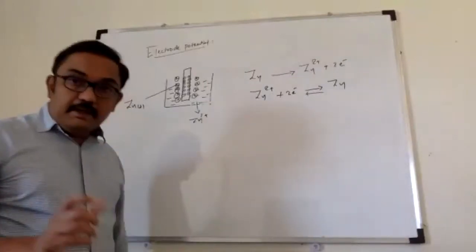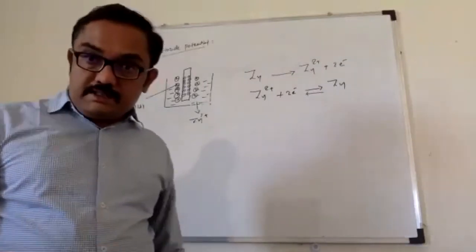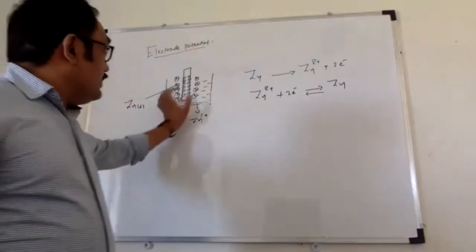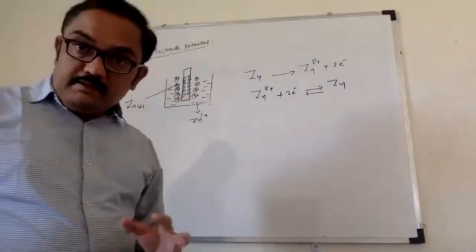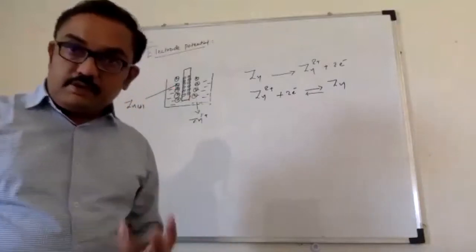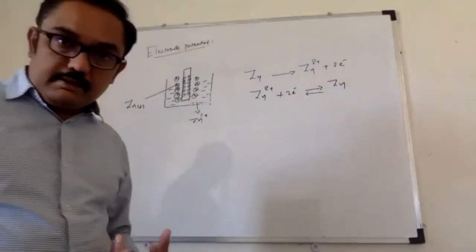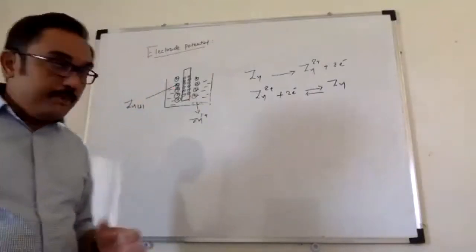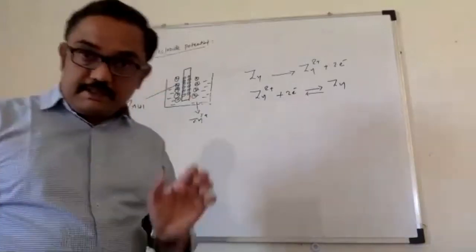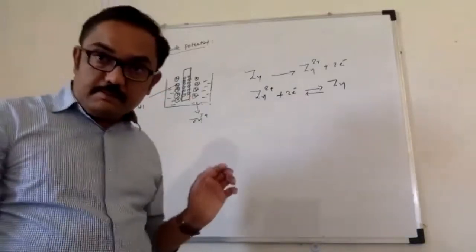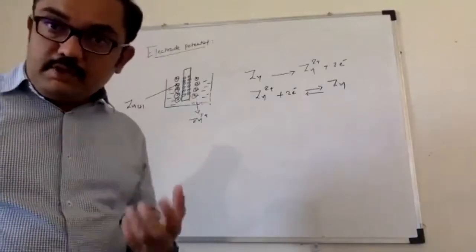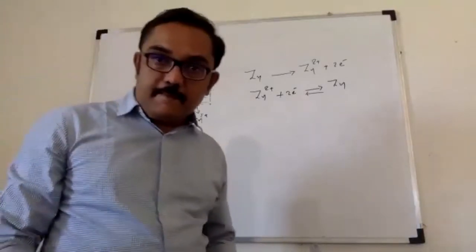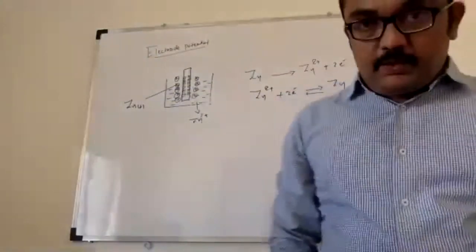Because of this double layer of charge, a potential is developed in the cell. That is called electrode potential. It is called electrode potential because of these two opposite charge layers formed in the system. The potential of this half cell is the electrode potential.